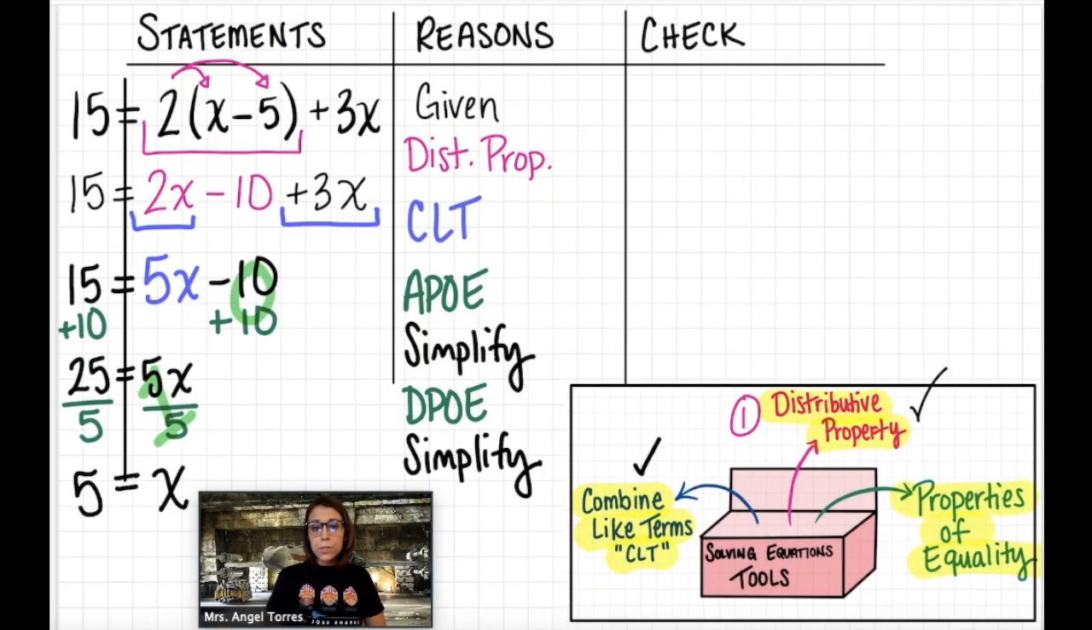Okay, so after we did our distributive property and combined like terms, I chose to use APO to create a zero term, giving me a simplified equation of 25 equals 5x, followed by DPO to create a big one factor, and I ended up with 5 equaling x.